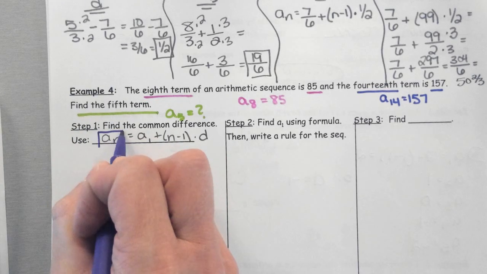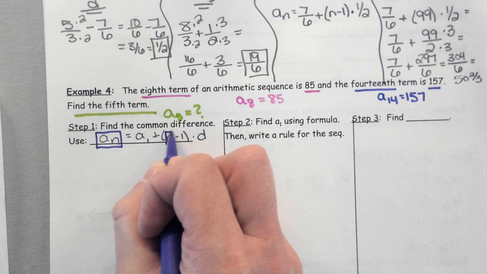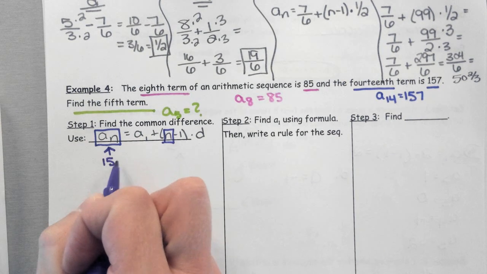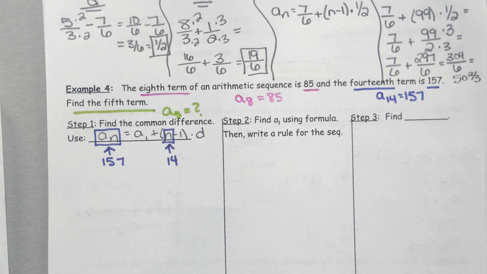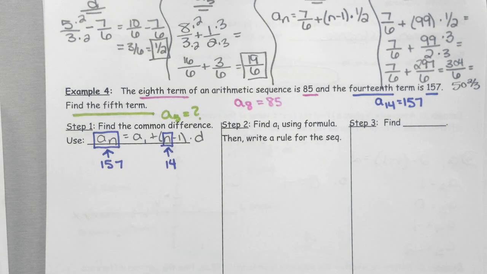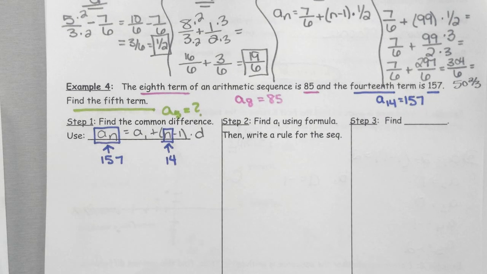So I'm going to use that for this piece right here. So I'm going to plug in an a sub n of 157, and the n value is going to be 14. So I'm using this purple one to plug in for a sub n. Remember, a sub n can stand for anything. It could be term 5, it could be term 6, it could be term 22. But because I'm given information about term 14, you always want to use the biggest term. If I'm given information about term 14, that's what I'm going to plug in for the bigger one. Are we okay so far?